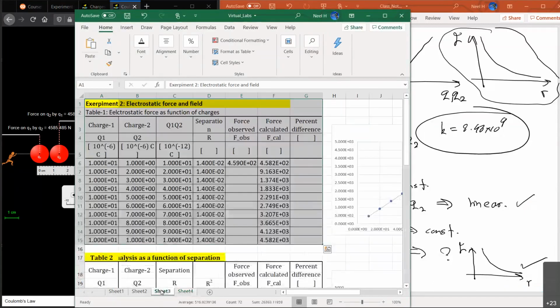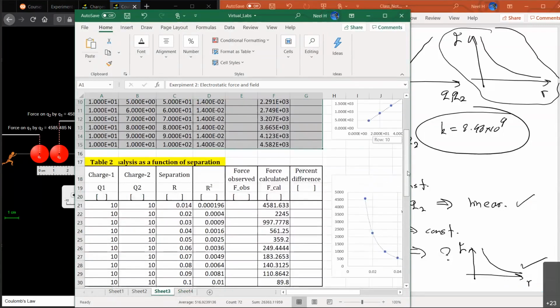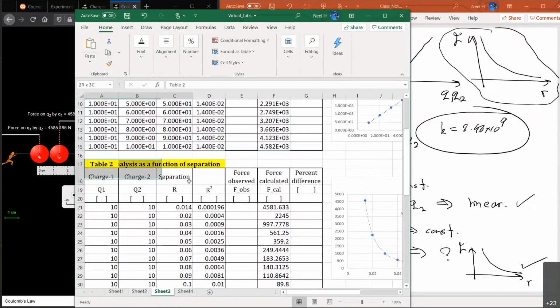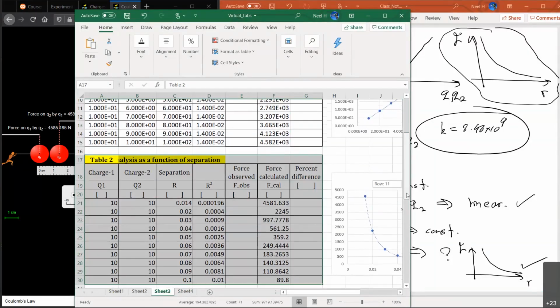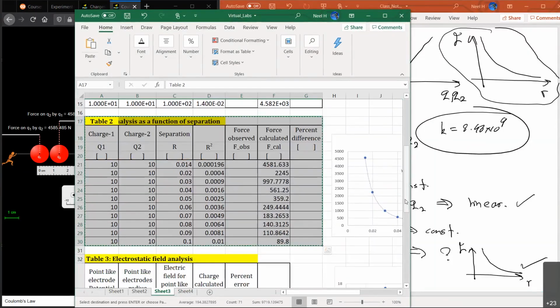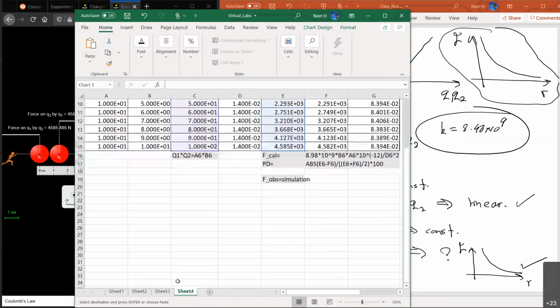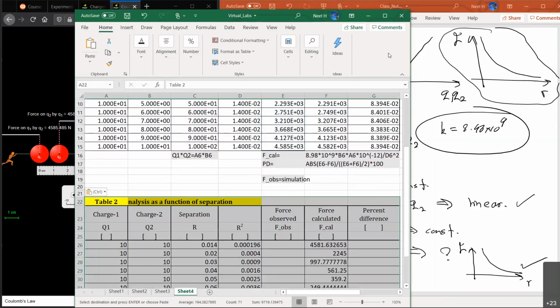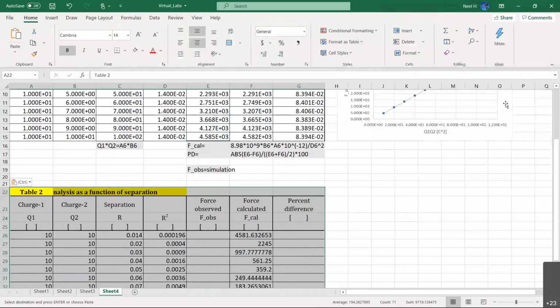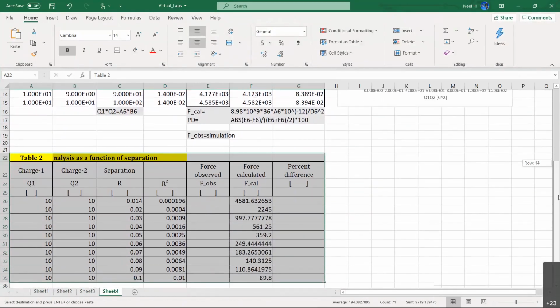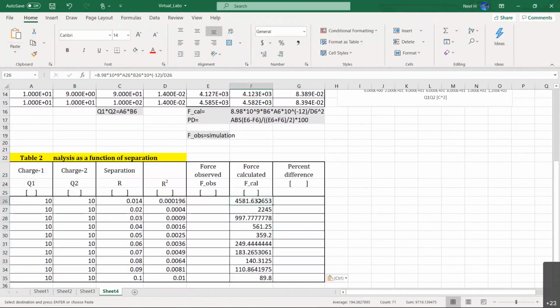Since I already have this table here, I'm copy pasting, but you have to build it yourself. Building means technically you have to name these columns. That's all you have to do. Okay, so this is table number 2. Let me delete these calculations here.